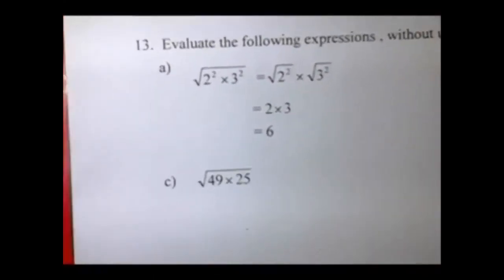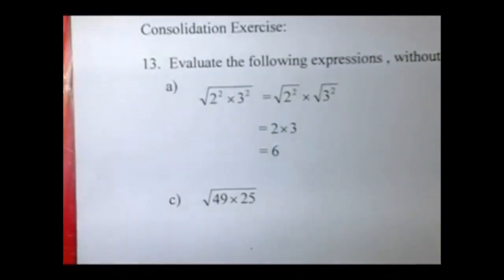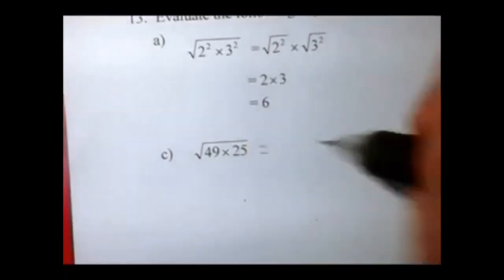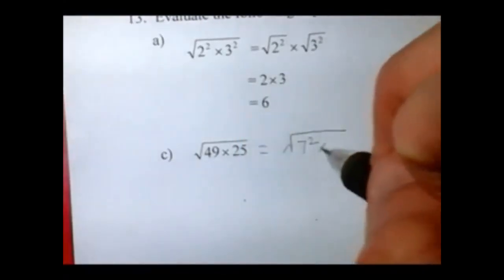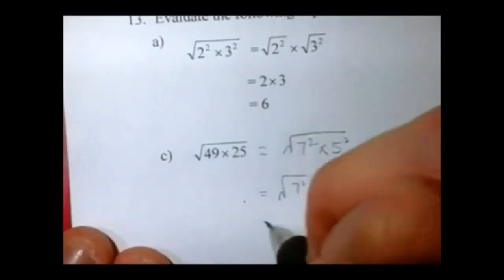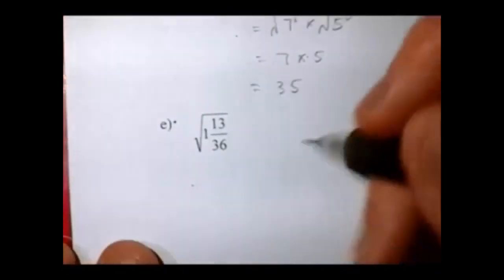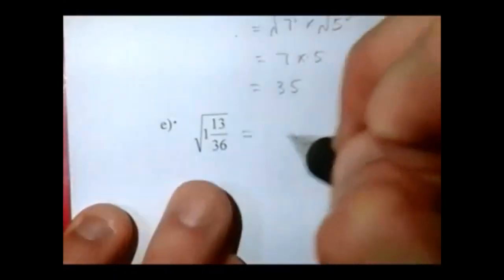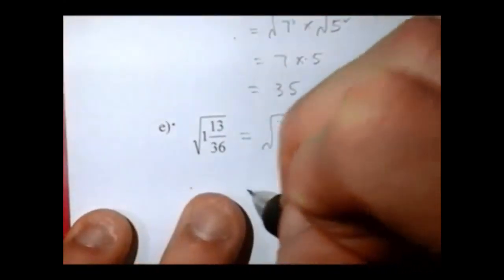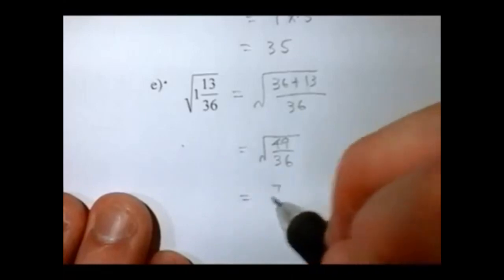So this part, okay, the first part is quite straightforward because this one can be simplified as root 2 squared times root 3 squared, and it's nothing special. In this one, you can use the idea of the first question, because 49 is 7 squared and 25 is 5 squared. So that's why it's equal to root 7 squared times root 5 squared, which is 7 times 5, equal to 35. Okay, so let's try the final one. This one is another improper fraction. So you just make it as 36 plus 13 over 36. Just consider this one is root 49 over 36, and that's why it is equal to 7 over 6.